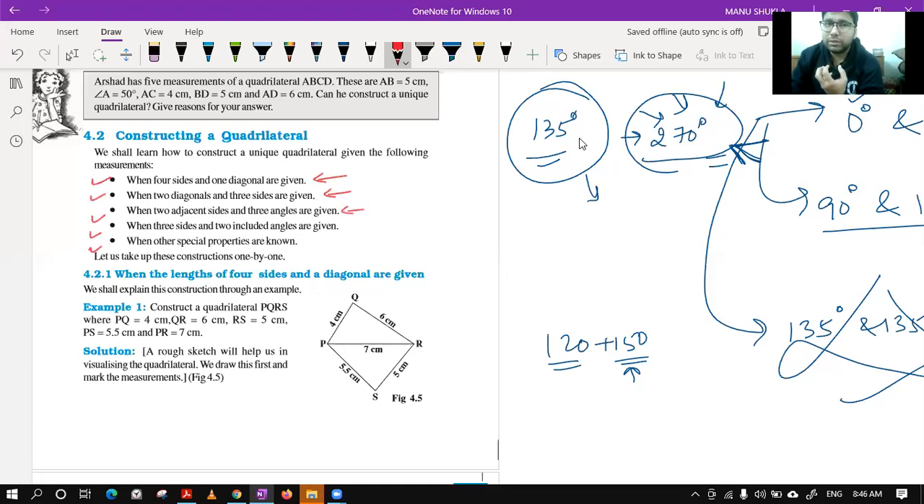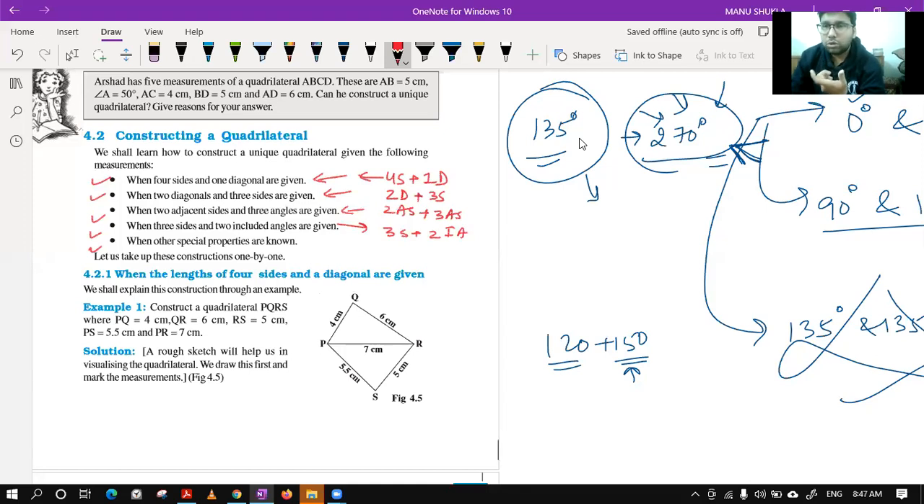Can you understand one thing? The number of quantities which are given to you is fixed. In the first case, they are saying four sides plus one diagonal. In the second one, two diagonals and three sides are given. In the third case, two adjacent sides plus three angles are given to you. Then they are saying three sides plus two included angles are given to you.